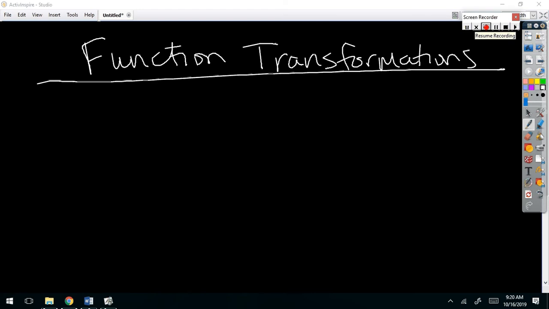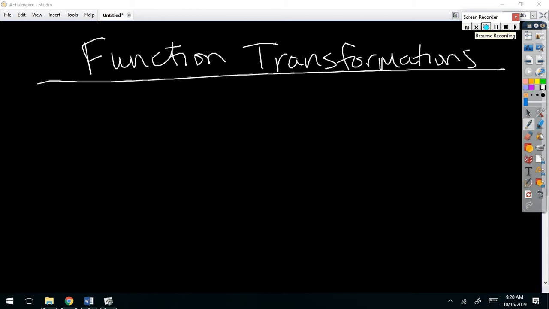This is where your must-know functions, that test we took about the parent graphs, this is where you start to have to remember them, and really remember them. Because what we're going to do is take those parent graphs, and we'll probably talk a lot about the quadratic today, just that basic parabola, because it's kind of the easiest to see all the transformations on.